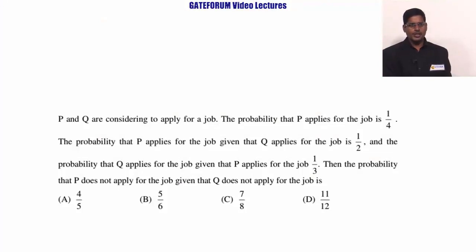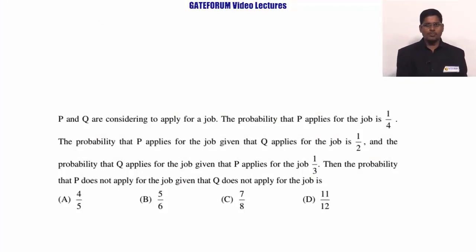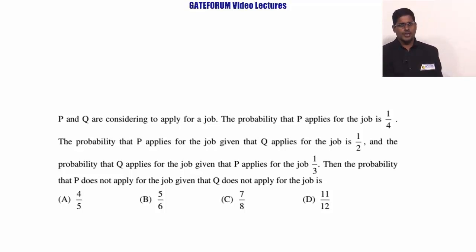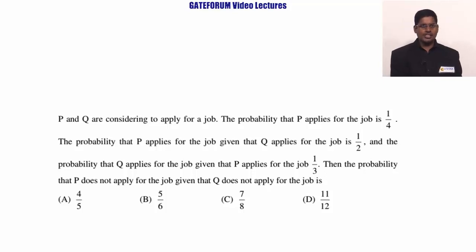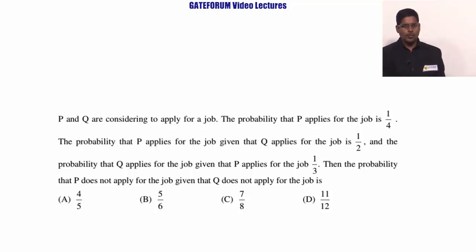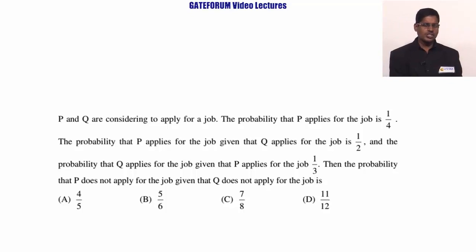The question is P and Q are considering to apply for a job. The probability that P applies for the job is 1 by 4. The probability that P applies for the job given that Q applies for the job is 1 by 2, and the probability that Q applies for the job given that P applies for the job is 1 by 3. Then the probability that P does not apply for the job given that Q does not apply for the job is, ABCD options given. This question is from engineering mathematics. Topic is probability and statistics. Subtopic is conditional events, multiplication theorem, which is from GATE 2017.